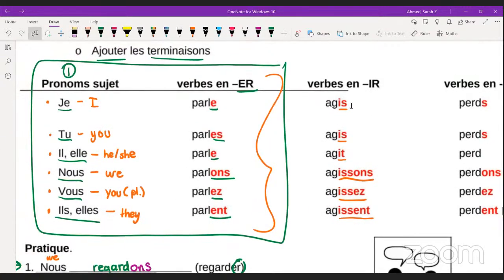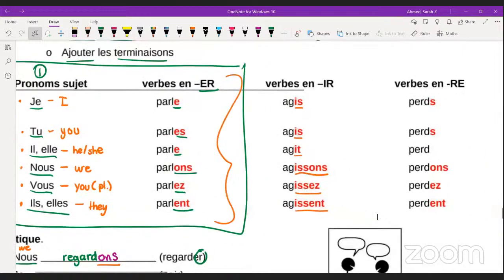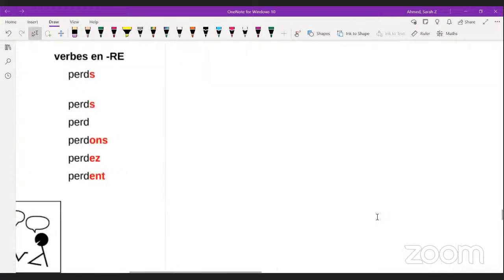Je agis. Tu agis. Il, elle agit. Nous agissons. Vous agissez. Ils, elles agissent. Good. Okay, let's see how much you remember.